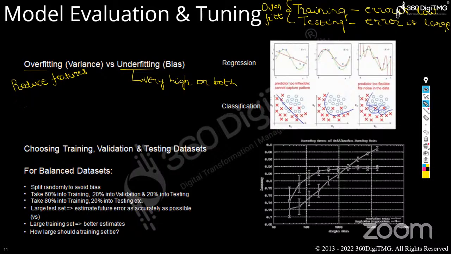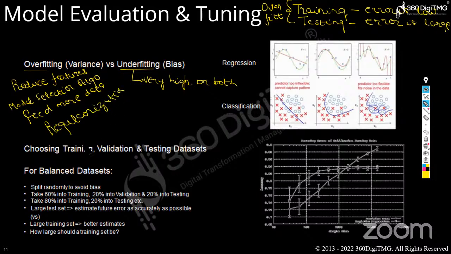Another way is model selection algorithm. You can select a model selection algorithm, or you can feed more data. You should aim to feed enough data to your model so that the models are trained, tested, and validated. And then there is something called regularization. You might want to consider that.